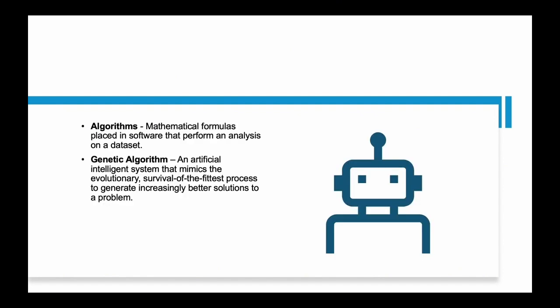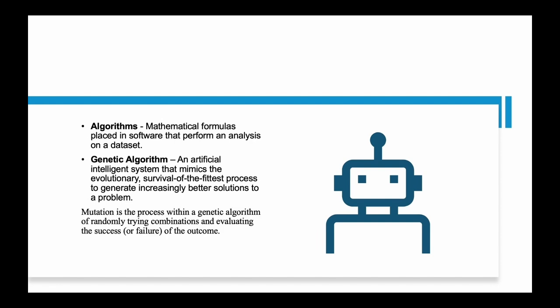Now the algorithms. Algorithms are mathematical formulas placed in software that perform an analysis on a data set. There is the genetic algorithm, an artificial intelligence system that mimics the evolutionary survival of the fittest process to generate increasingly better solutions to a problem. Then there is mutation. Mutation is a process within a genetic algorithm of randomly trying combinations and evaluating the success or failure of the outcome.